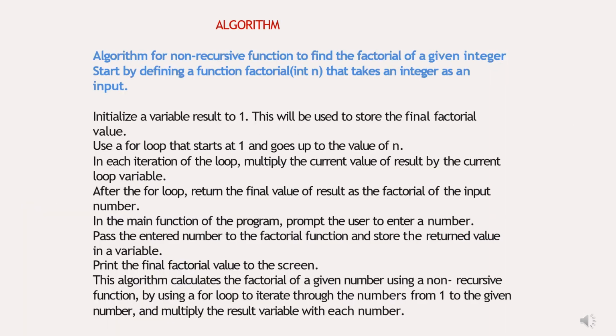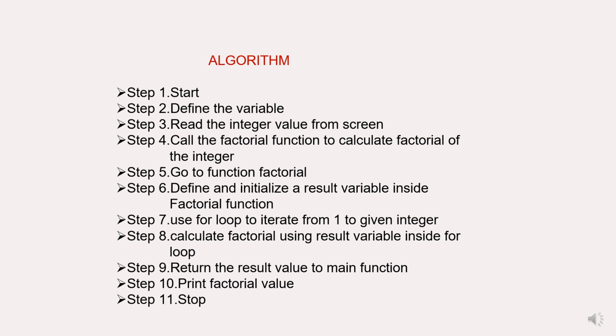This is the algorithm. I will explain this in detail in the next slide. First, we need to define a function factorial before the main function itself, with one argument as input, that is the integer number for which we need to find the factorial. Within this function, define a variable and initialize it to 1. This can be used to store the value of the factorial.